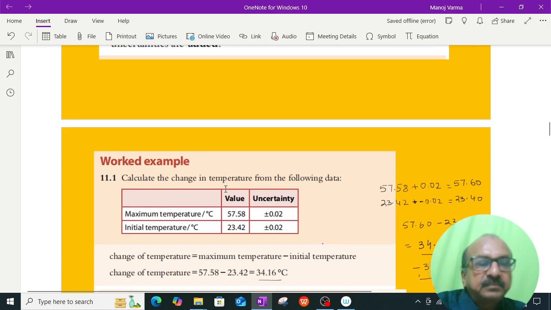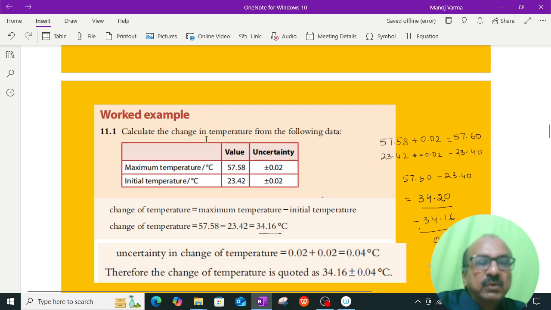For example, suppose using a thermometer, you measured a change in temperature, and the initial temperature in degrees Celsius was 23.42, having an uncertainty of plus or minus 0.02, and the maximum temperature that you recorded was 57.58, also with the same uncertainty. So what is the change in temperature? If you don't consider uncertainty, then you simply subtract the two values, which is 57.58 minus 23.42, which is 34.16 degrees Celsius.